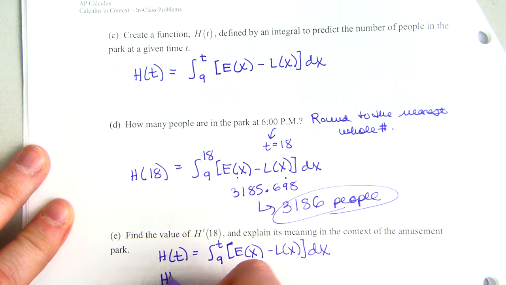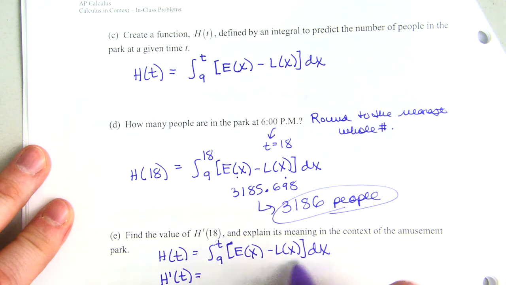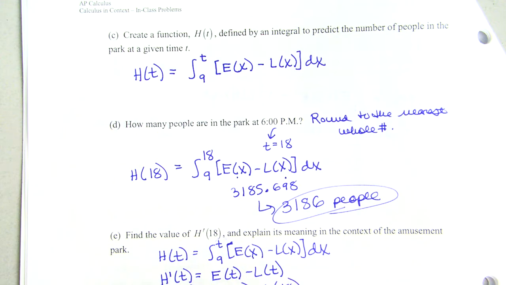If I want to find the derivative, h prime of t, I'm going to use my second fundamental theorem of calculus that says the derivative and the integral cancel each other out, and you plug in your t where the x is. What's the derivative of this going to be? It's going to be e of t minus L of t. I want to calculate h prime of 18. According to my formula, this is e of 18 minus L of 18.